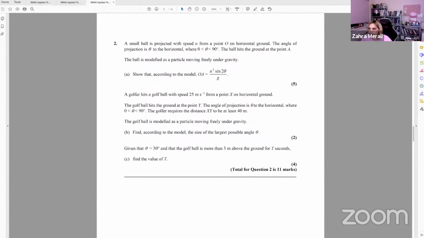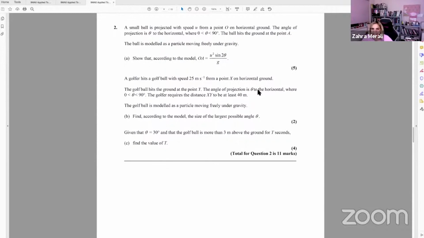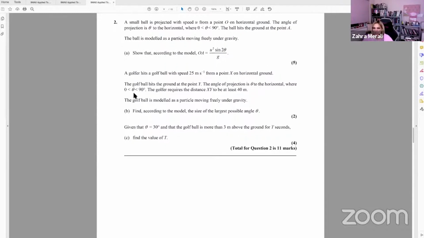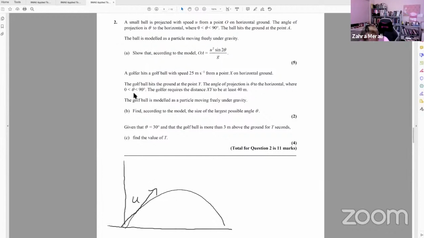Right. So this is a very standard question, and a lot of these are, and they always work the same way, and they're actually a lot easier than sometimes projectiles are made out to be. Essentially, whenever you've got a projectile, you've got to think of your XY axes. And this is from the ground, so it's doing that. And we've got our U here. So it's projected with a speed U. There's going to be an angle here, which is theta.